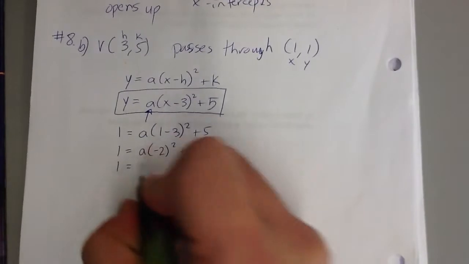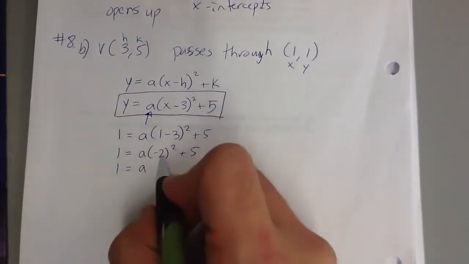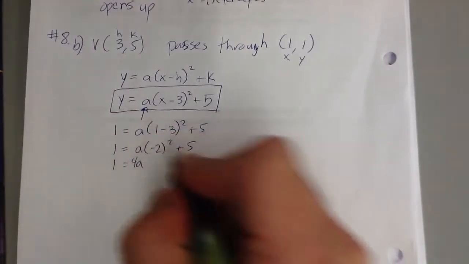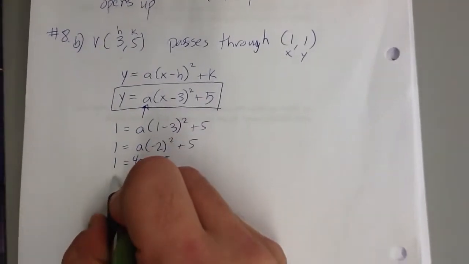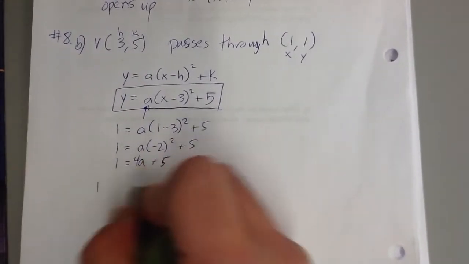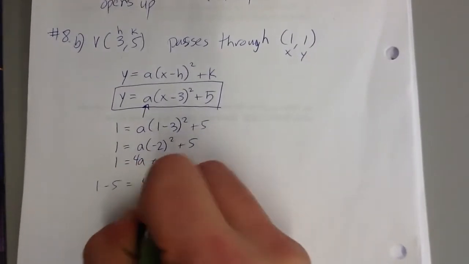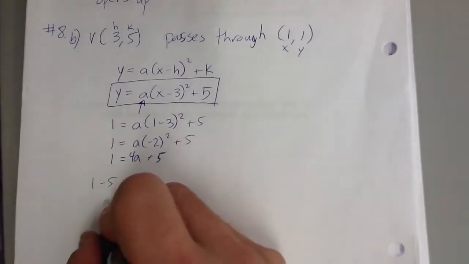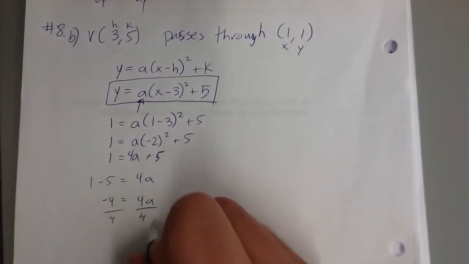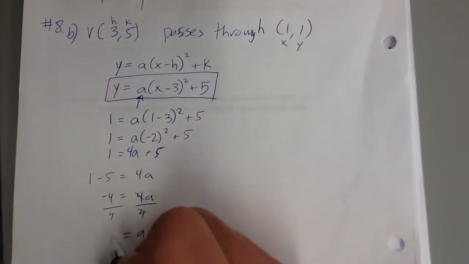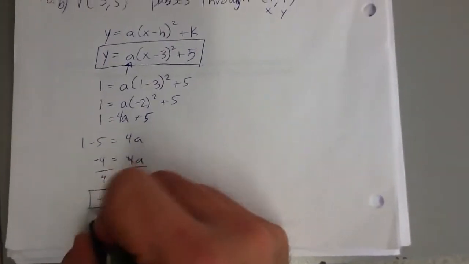So I have 1 is equal to a times negative 2 all squared, which is 4, so I'll just write that in front, 4a plus 5. So I end up with 1, and if I bring the 5 over, minus 5 is equal to 4a. Or I get negative 4 is equal to 4a. And if I divide both sides by 4, I get that a is equal to negative 1.